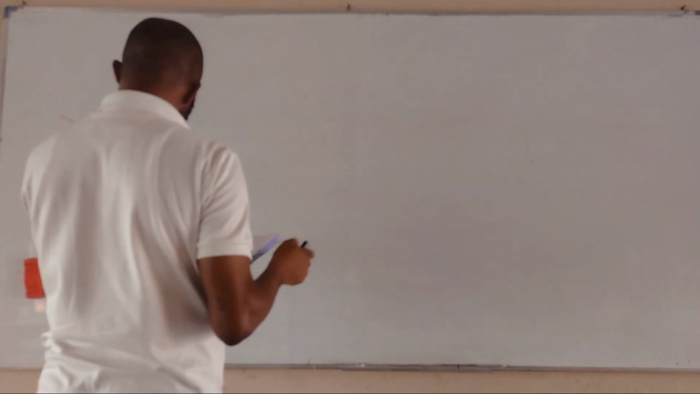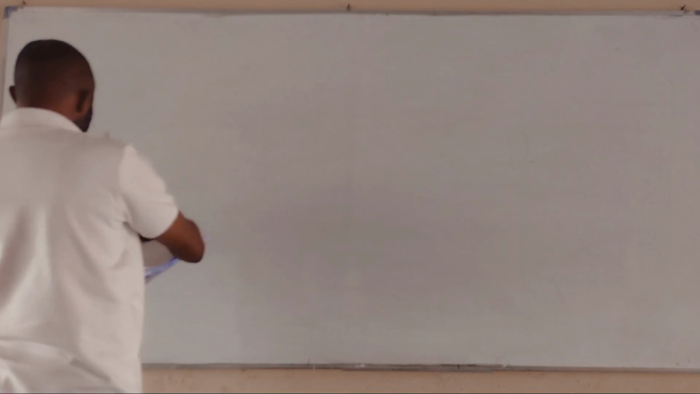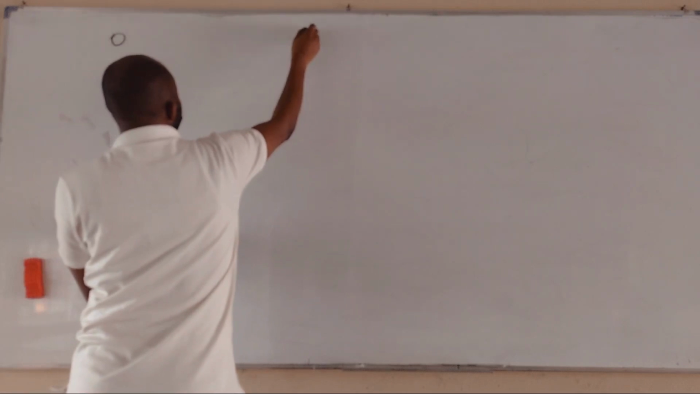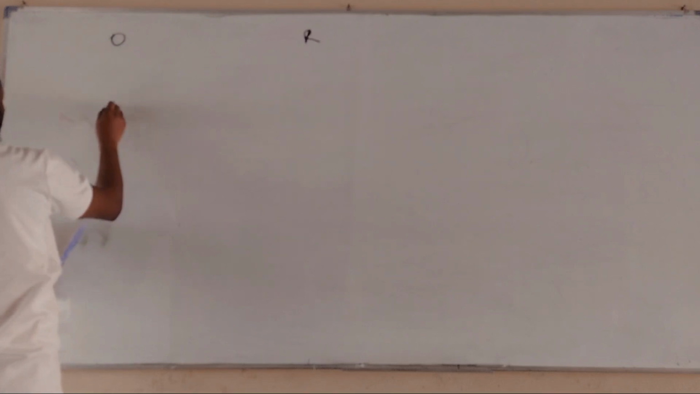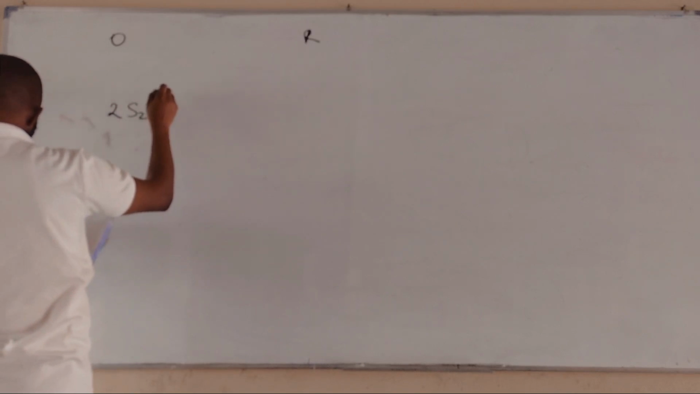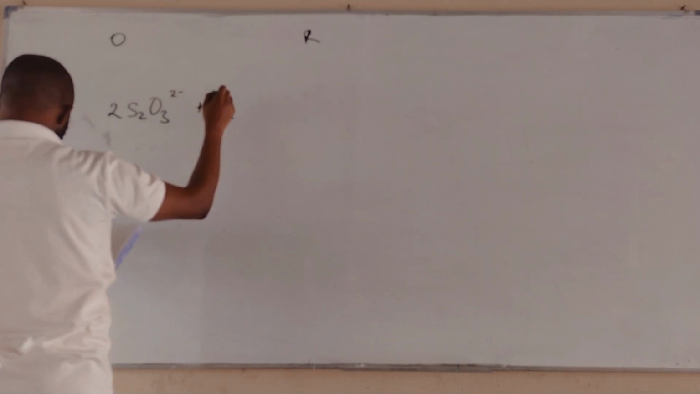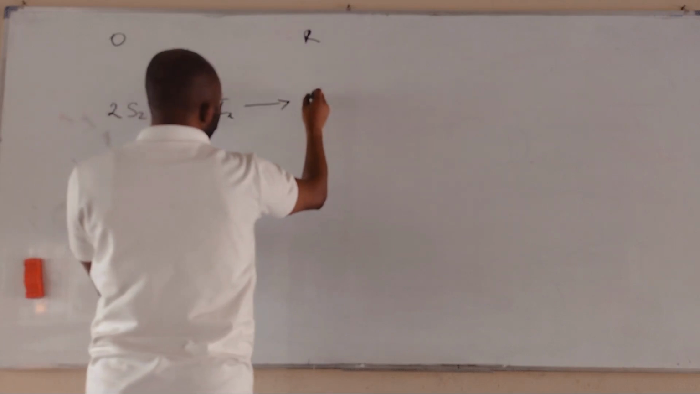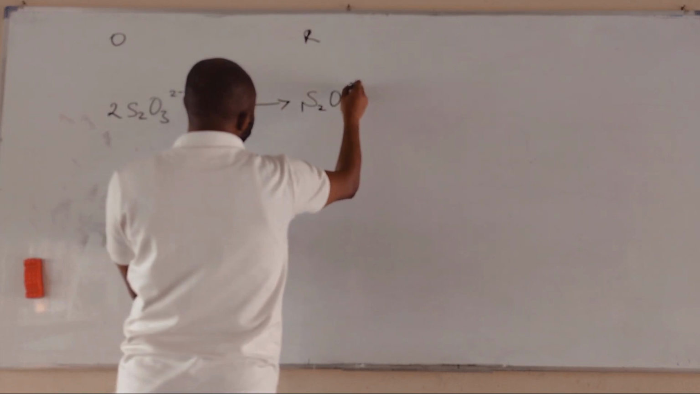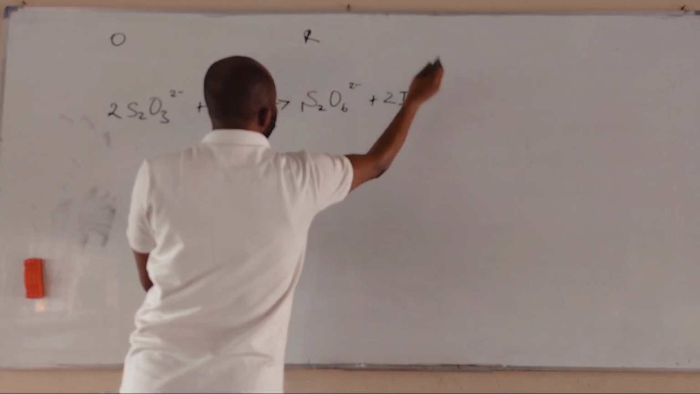So I have sodium thiosulfate. Okay, let me just give us our equation of reaction first. We have the oxidizing agent, we have our reducing agent, but our equation of reaction is 2S2O3 2 minus plus iodine gives us S4O6 2 minus plus 2 iodide negative.